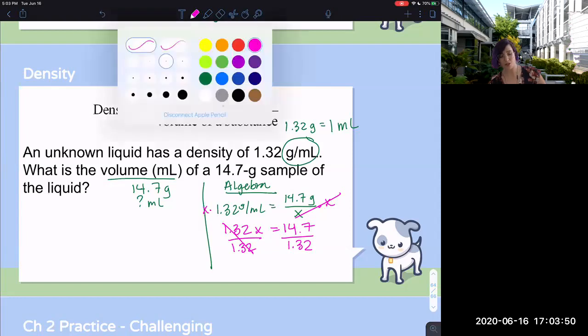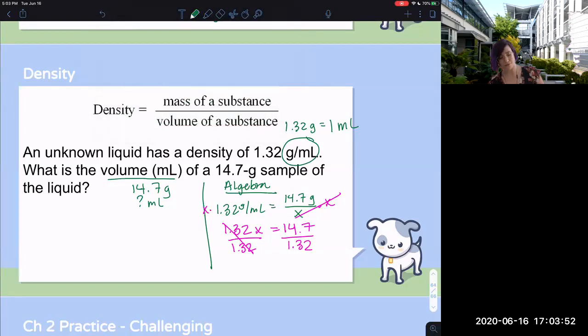I'm going to leave it there so you can see how my answer is exactly the same. I'm going to start with my 14.7 grams. I need my grams to go on the bottom. What number goes to grams? 1.32, right? Let's take it down there. What's it equal to? 1 milliliter. Check this out. Bam, bam. Done. Isn't it equal to 14.7 over 1.32?